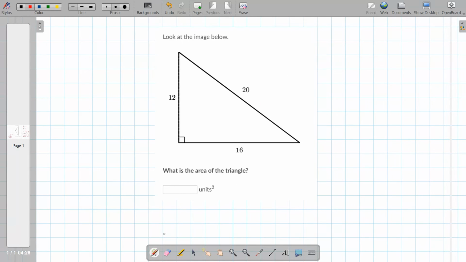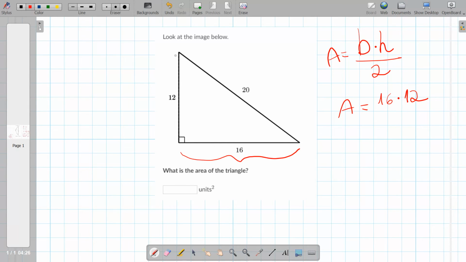Okay, look at the image below. What is the area of the triangle? So we saw that the area of the triangle is the base times the height divided by 2. This is the area. Okay, so in this case, the area is 16 times 12, because this is the base and this is the height.